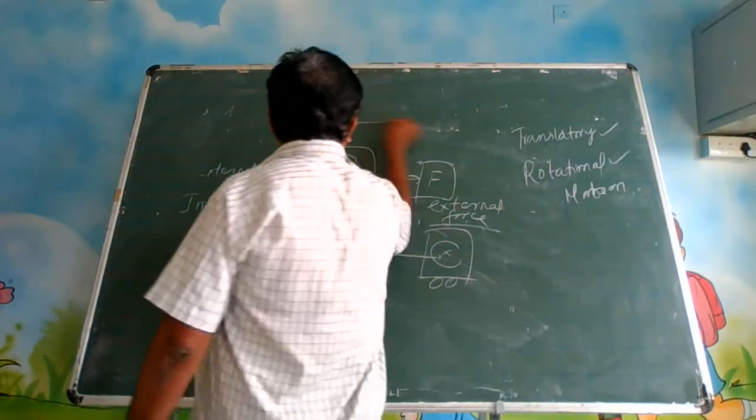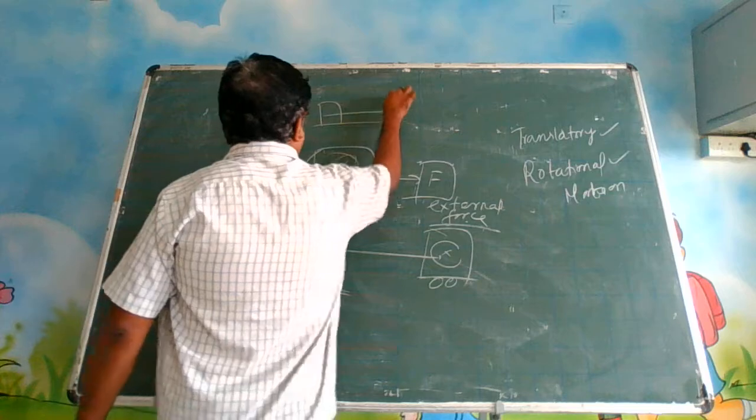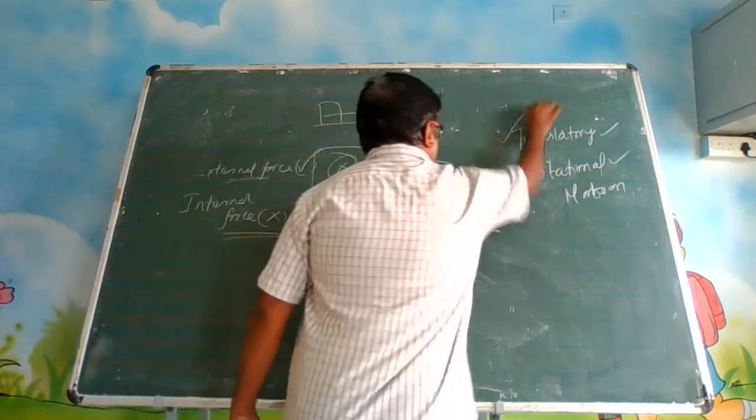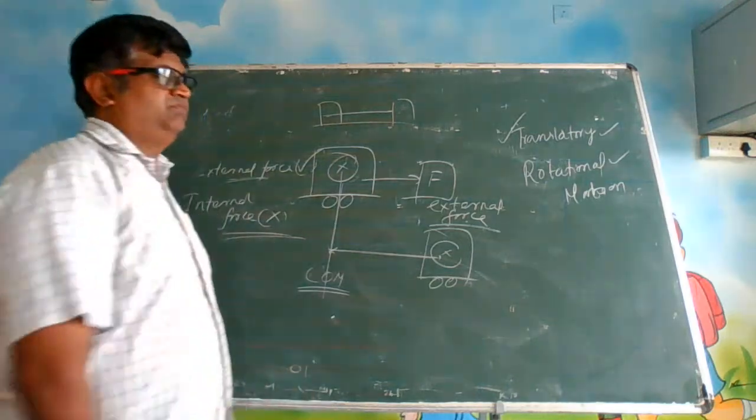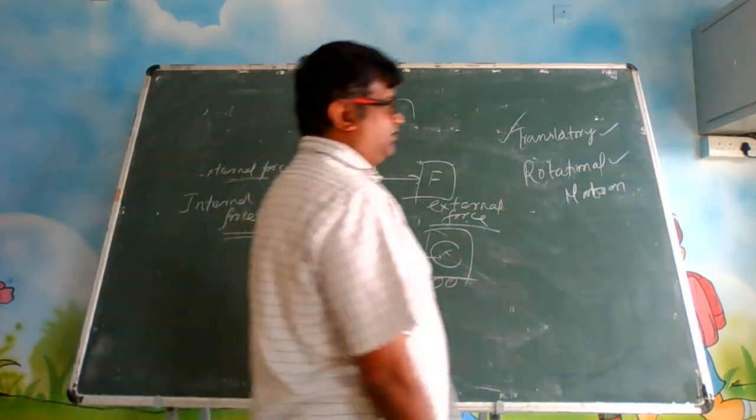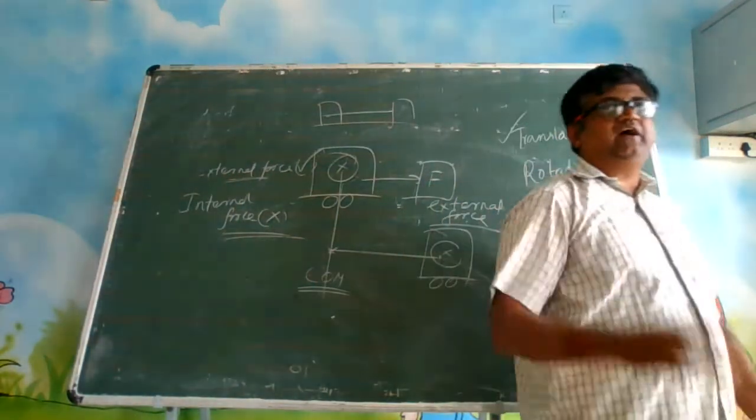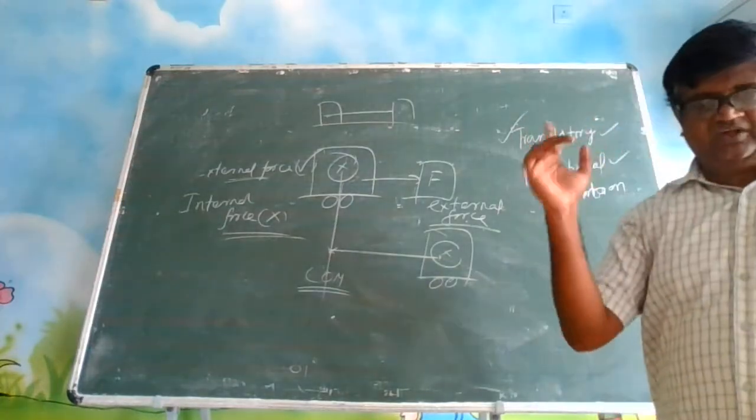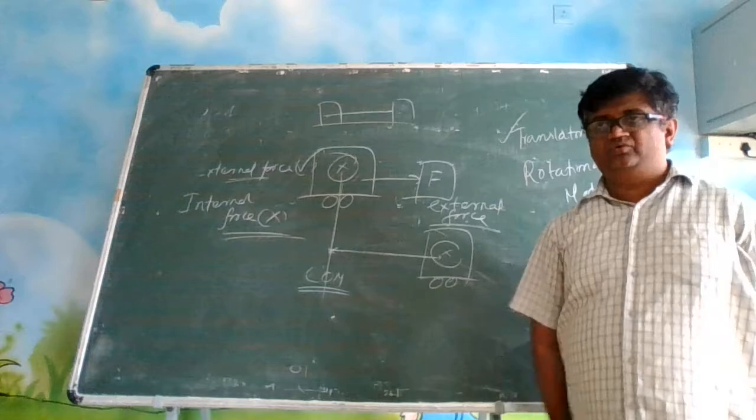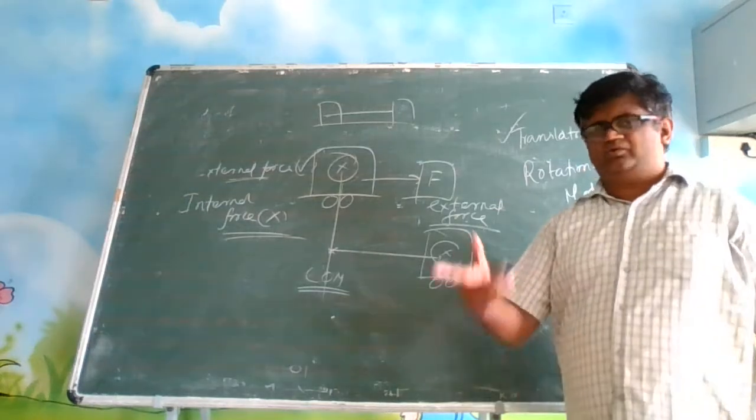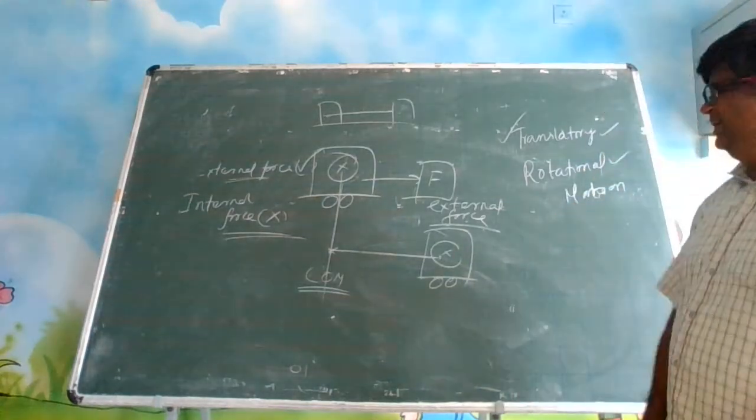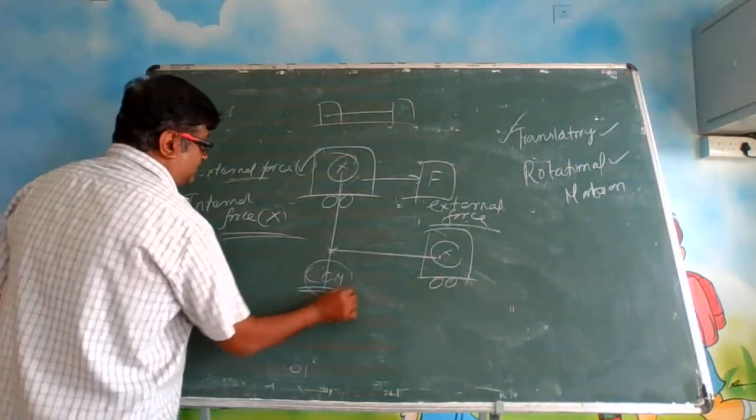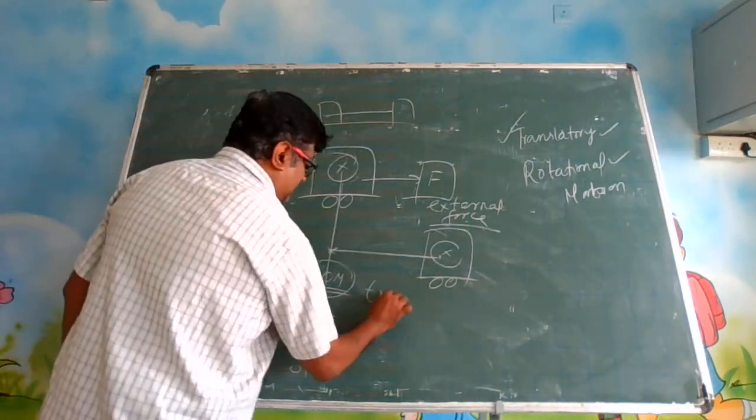Suppose there is a car here. The car moves from this place to this place. Okay? This is an example of translatory motion. The fan you are seeing in your room is a rotational motion. Circular motion, uniform circular motion. All these are rotational motions only. Okay. Now the important point is the movement of center of mass is only translatory.